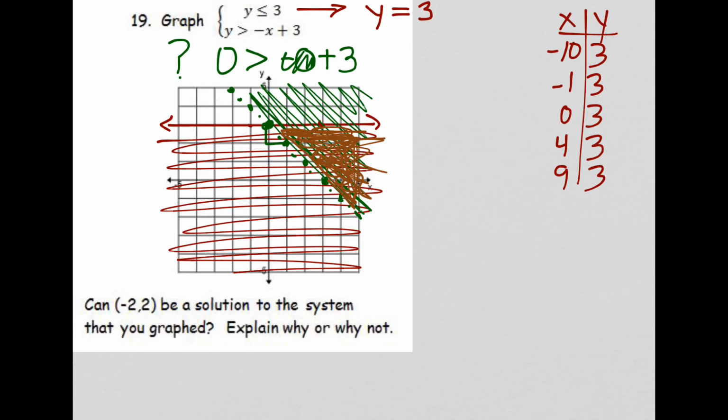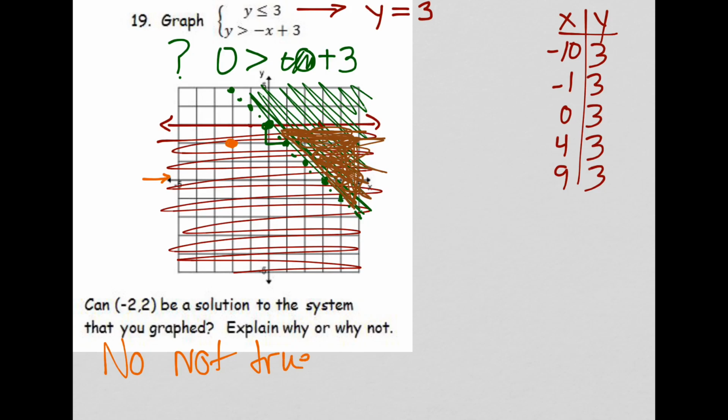I don't know. Let's see. Where's -2, 2? My 0 line is right here. I've sort of shaded on top of it, but -2, 2 is here. And that is a solution to only the first inequality. So it's not a solution to my system because it's not in my super dark region where both of them were true at the same time. So no, it's not in the overlapped section. Explain why not. It's not true for both inequalities.